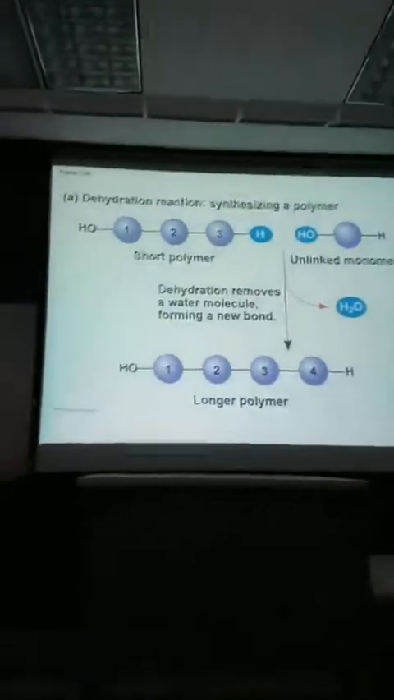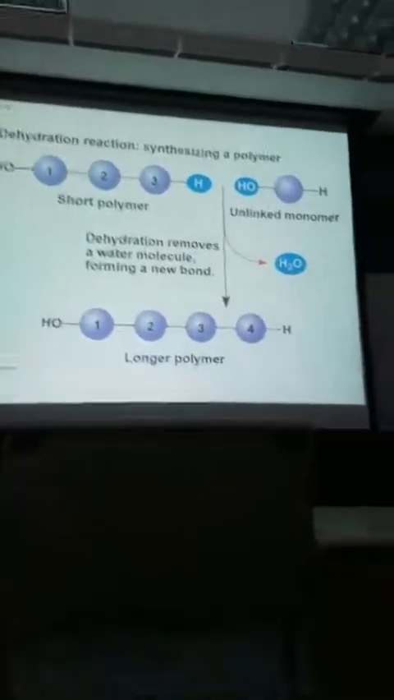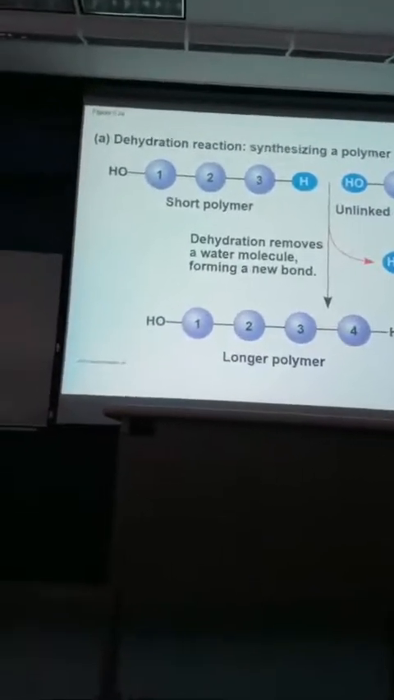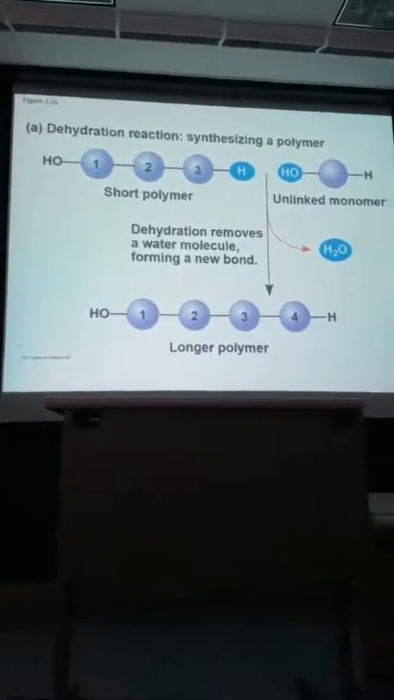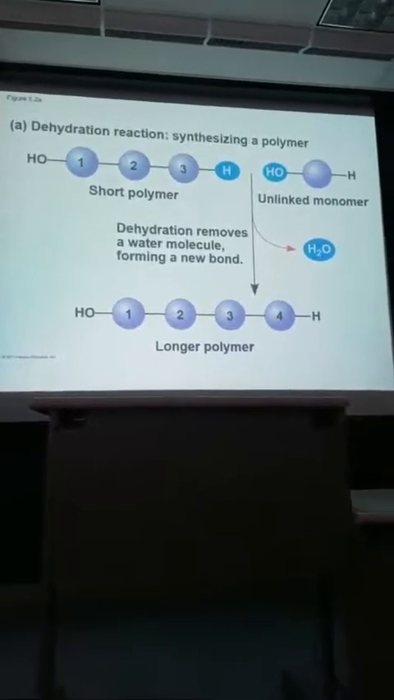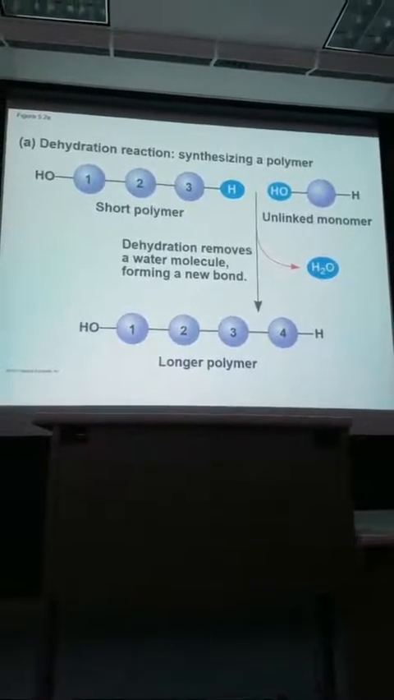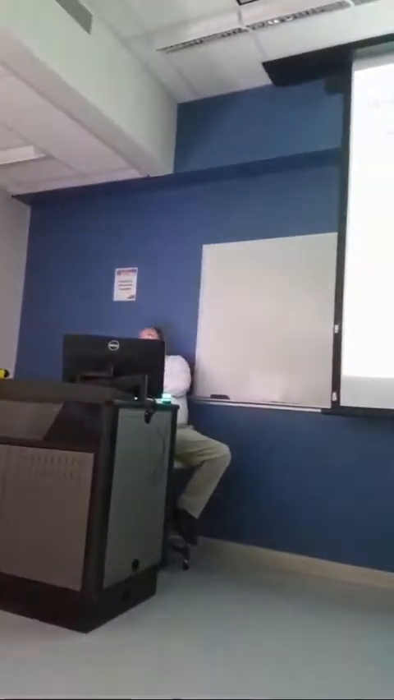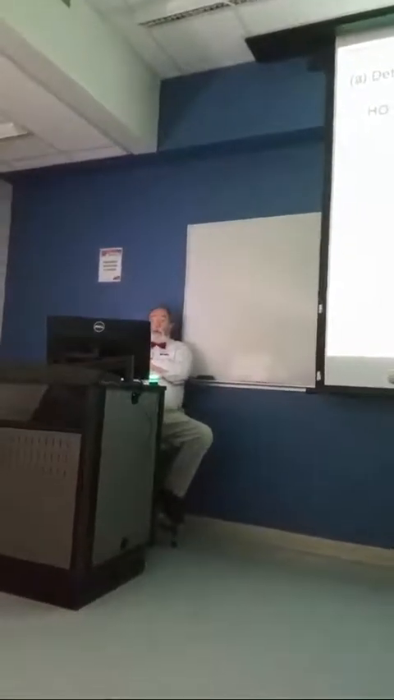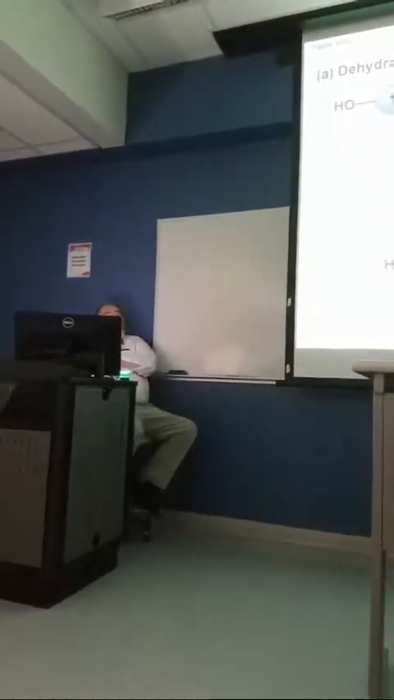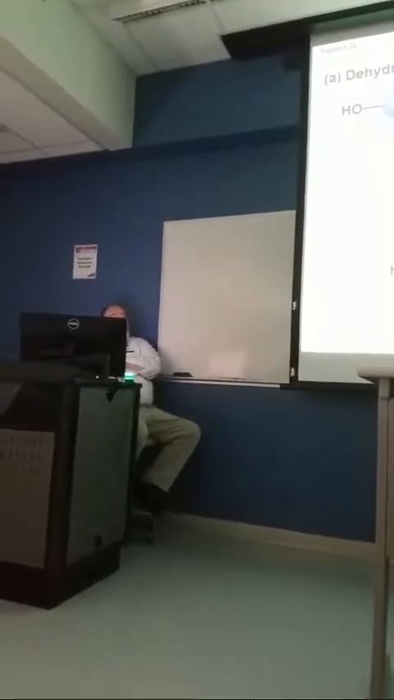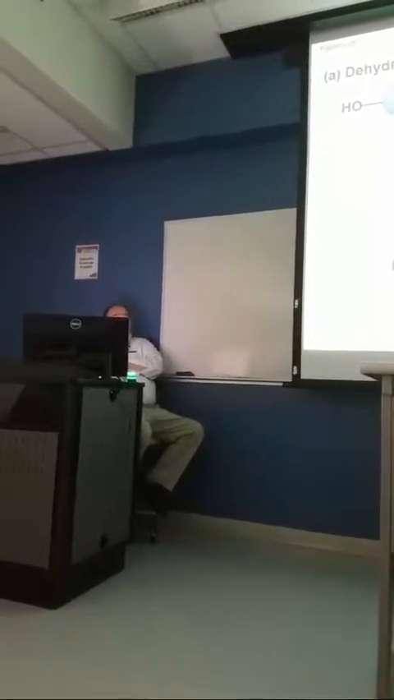And remember the little violet balls up there represent a monomer. That monomer could be a simple sugar, a monosaccharide, if it's making a carbohydrate. It could be amino acids if it's making a protein. They could be nucleotides if they're making DNA. And what would they be if they were making a lipid? They won't, because lipids, remember, are not polymers.